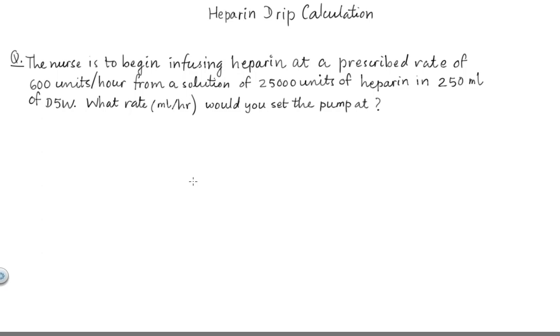As you read the question, you should underline the important information. The language and these things do not really matter much. What you should pay attention to is those important pieces of information. It says the prescribed rate is 600 units per hour, and the medication comes in a package of 250 milliliter that contains 25,000 units of heparin right there. And we have to find the rate in milliliter per hour.